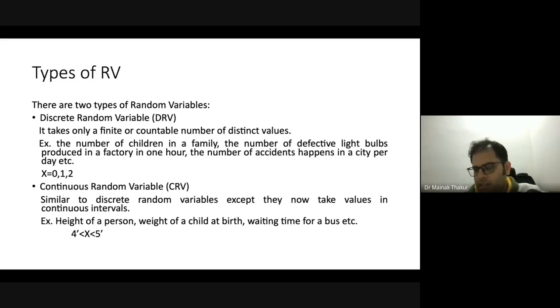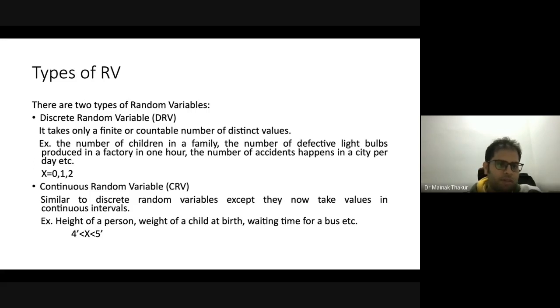An example is: you are tossing a coin, and the number of heads before getting the first tail is a random variable. It may take 0, 1, 2, 3, 4 up to infinity. It's possible that you are not getting any tail, so there will be an infinite number of heads. So these are discrete random variables.